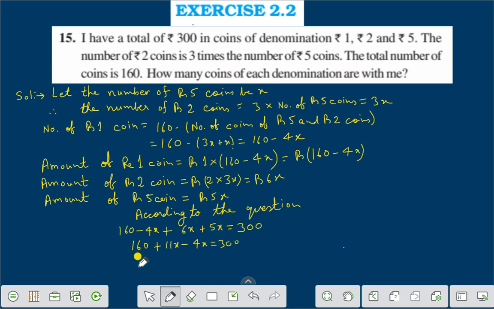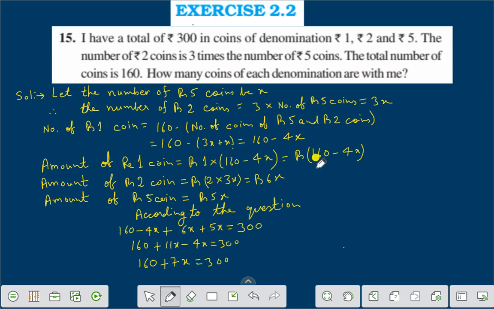It is 160 plus 7x is equal to 300. Now find the value of x.